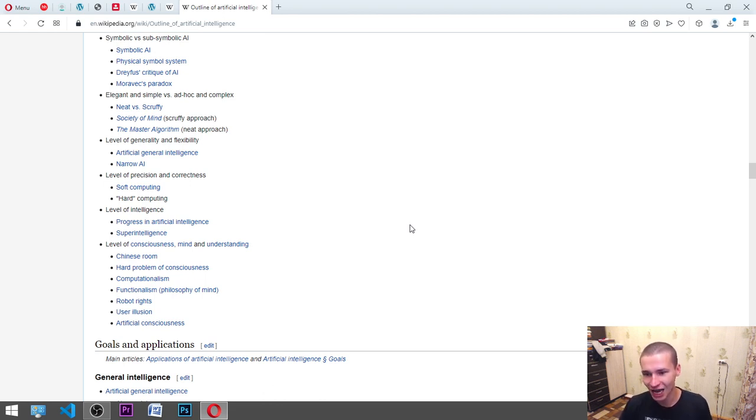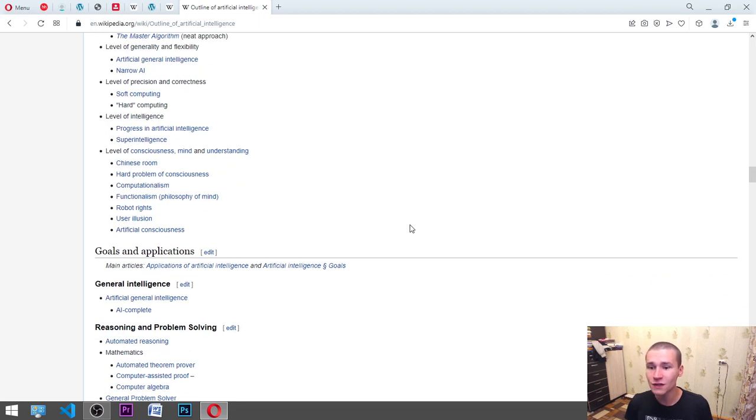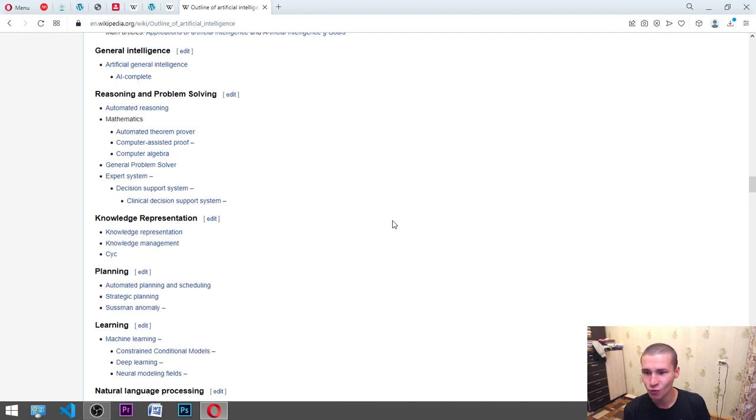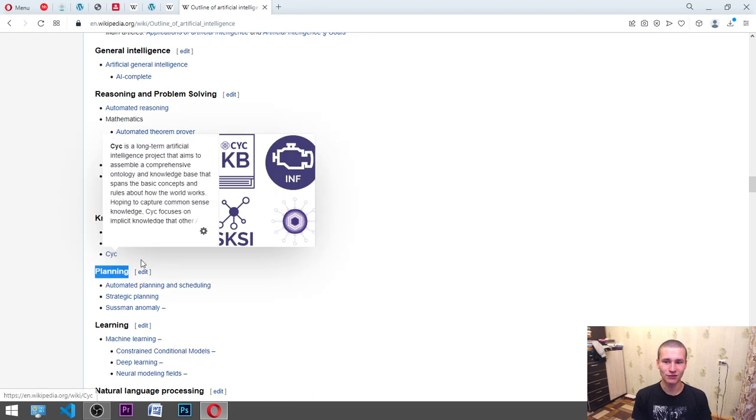rights, user illusion, artificial consciousness, goals and applications, general intelligence, artificial general intelligence, AI complete, reasoning and problem solving, automated reasoning, mathematics, automated theorem prover, computer assisted proof, computer algebra, general problem solver, expert system, decision support system, clinical decision support system, knowledge representation, knowledge management, CYC. Okay, I don't know how to pronounce it correctly.